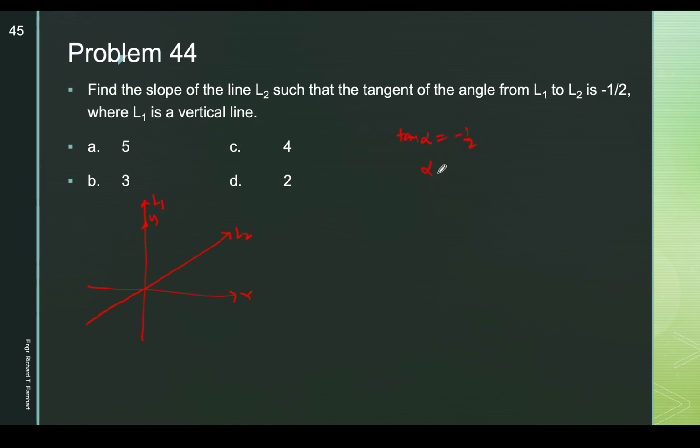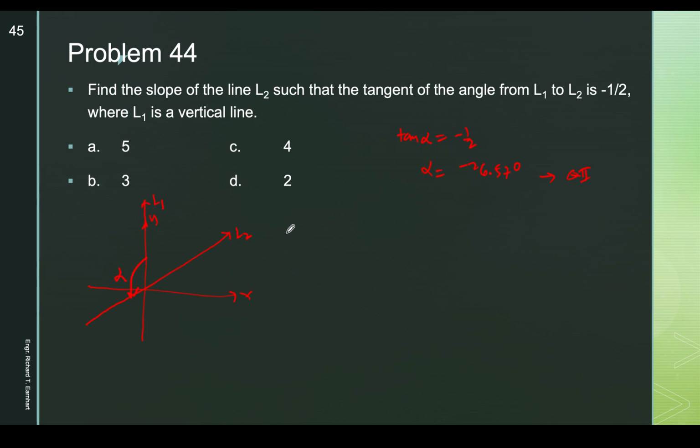If we get the angle, the arctangent of negative 1/2, this will be negative 26.57 degrees, and tangent is negative in the second quadrant, so this must be in the second quadrant. So this must be from L1 to L2. This is your alpha.